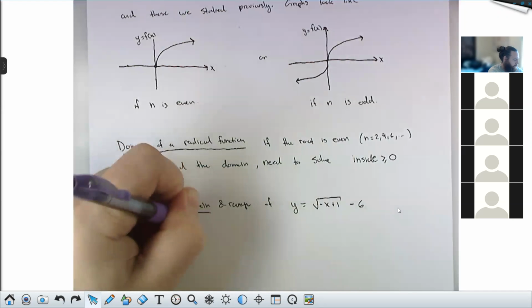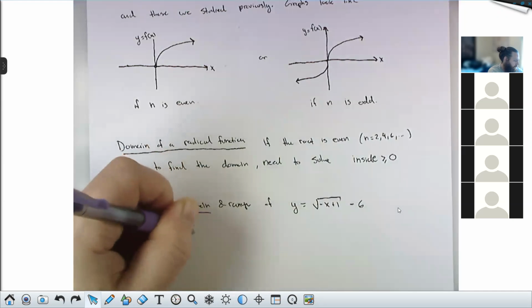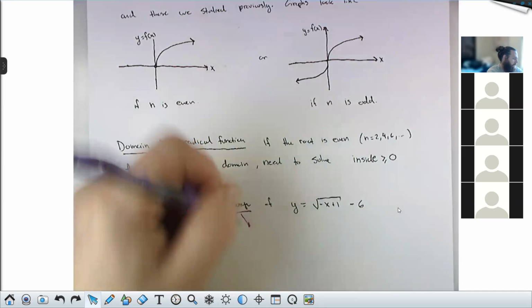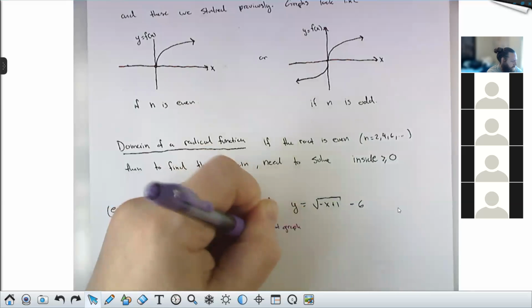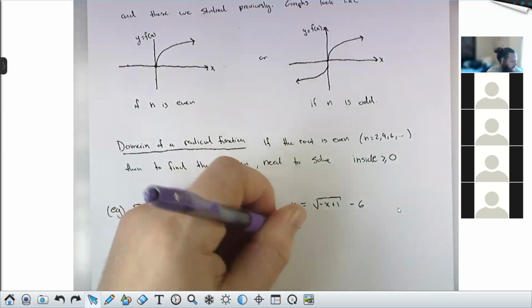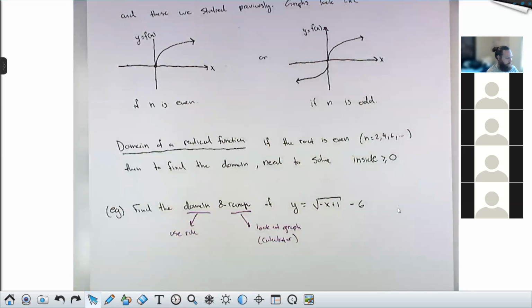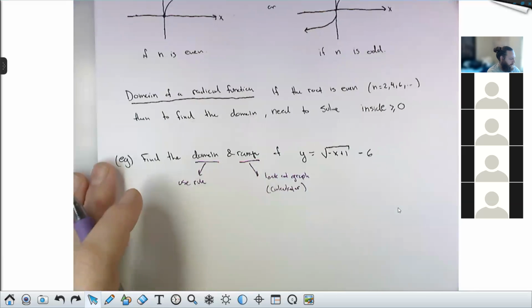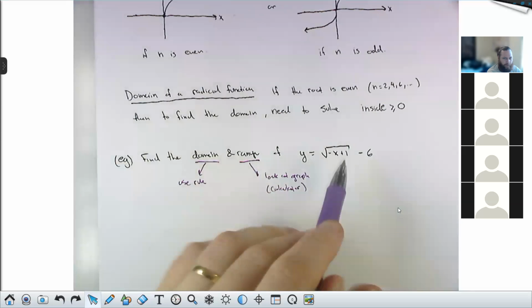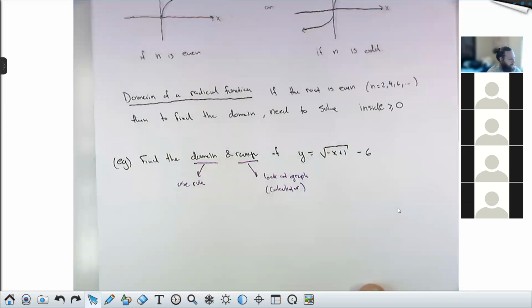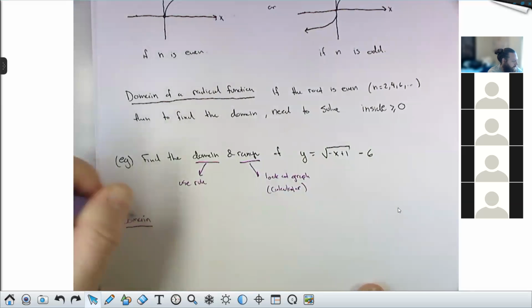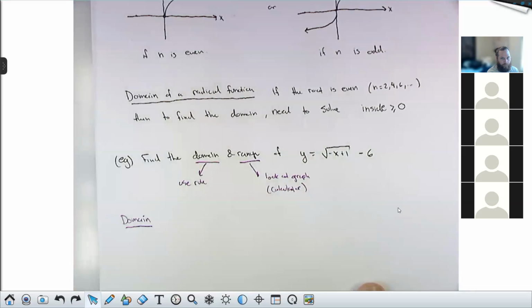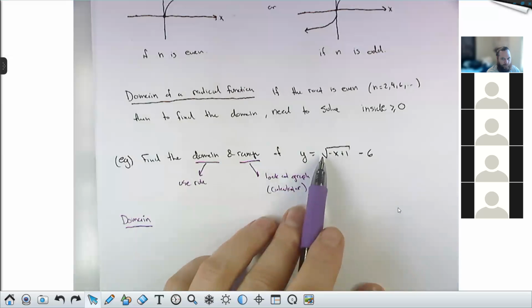Domain, we use the rule. The range, we look at the graph. And you can use the calculator for this. You could also try to infer the domain from the graph. But there are plenty of problems where you won't be able to read the domain off from the graph nicely if it involves some weird decimals or fractions. So it is important that you are comfortable finding the domain using pencil and paper work. The root here is a square root.